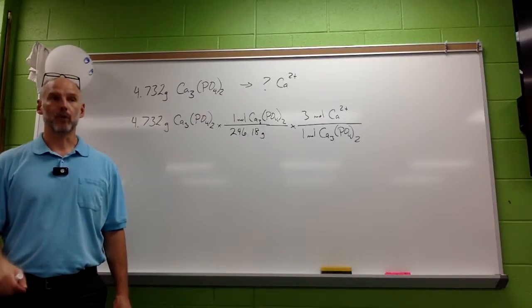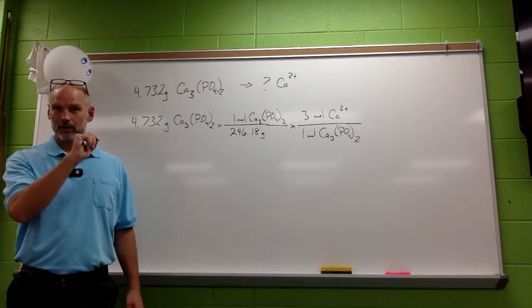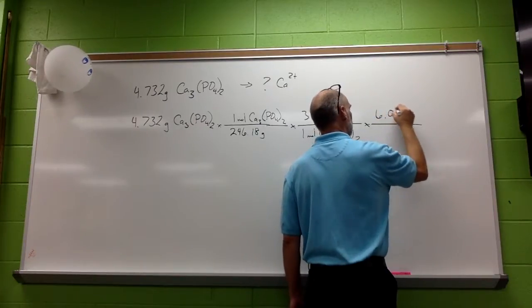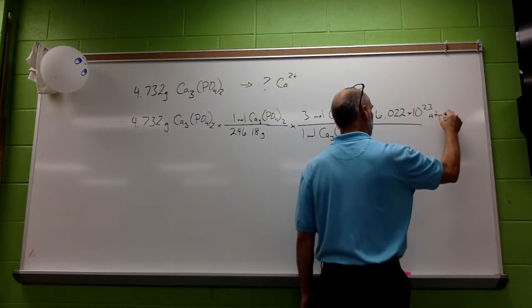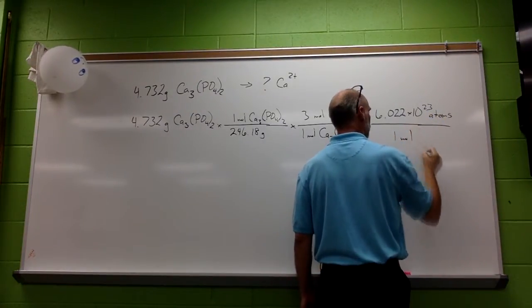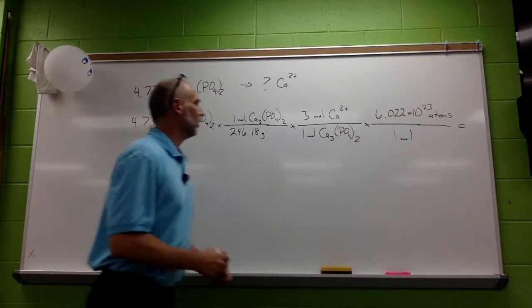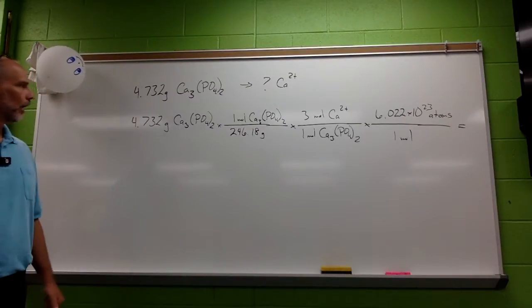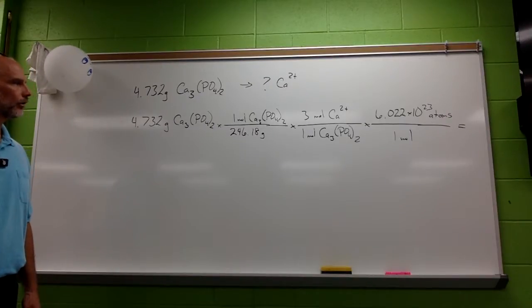Well, what am I looking for? How many calcium ions? We do need Avogadro's number. And now we got it. Okay. So, 2 times 10 to the 21st.